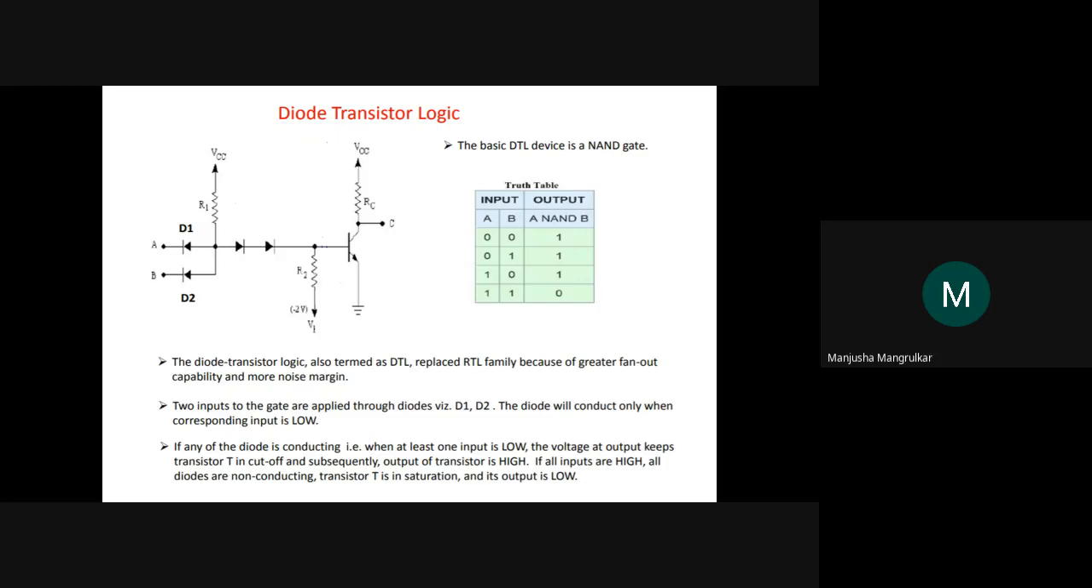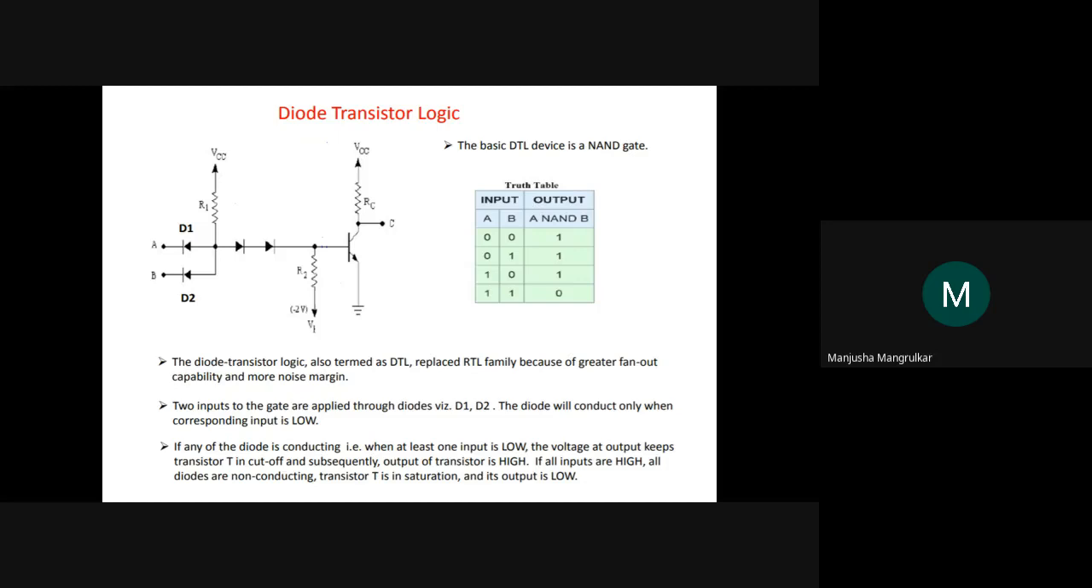So now this is the cutoff region. This diode is also in reverse bias. So this 0 will be a voltage less than VBE, so the transistor is in the cutoff region, right? So the output C is directly connected to the VCC. So when A and B equal 0, your C will be a 1, right?